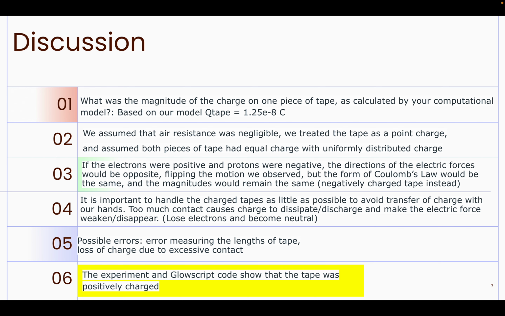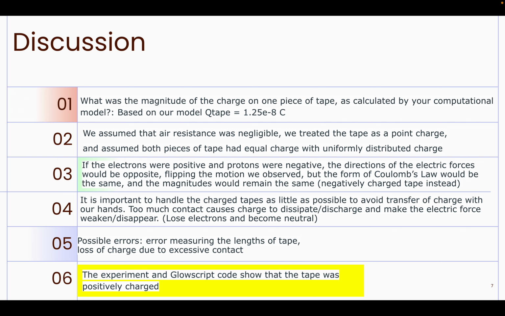And it is important to handle the charged tape as little as possible, because contact with electric fields, electric forces, could cause the tape to lose electrons and become more neutrally charged. And then, as shown in the images in the beginning of the slideshow, they would no longer be attracted to each other. Possible errors with this experiment: possible error measuring the lengths of the tape, and possible loss of charge due to excessive contact, but I don't think that error is as applicable because our tapes were very, very charged and snapped together quite quickly when they were brought into proximity.